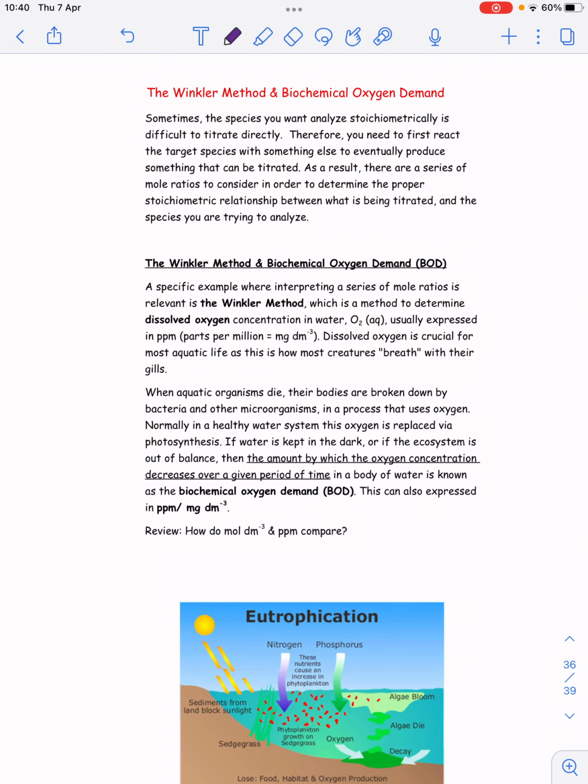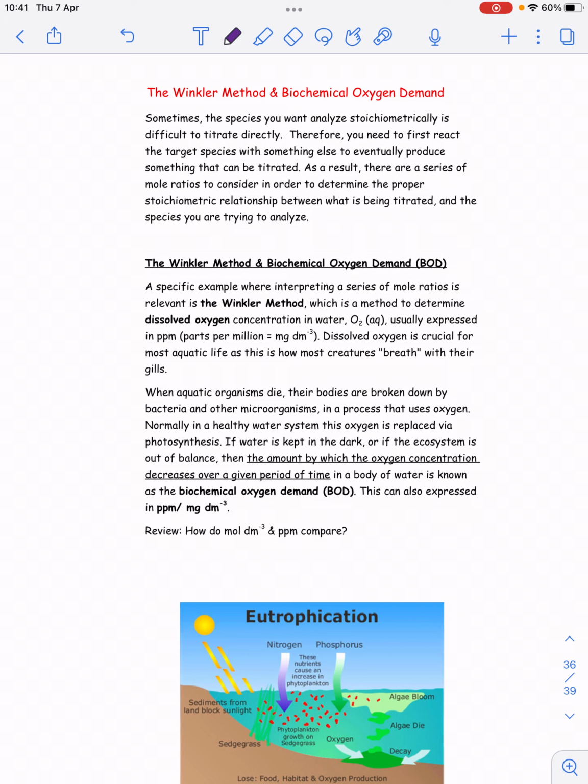The Winkler Method and Biochemical Oxygen Demand. These are a couple of environmental chemistry topics that are actually in the redox part of the chemistry syllabus. They're there because the reactions involved are technically redox reactions, but actually, as it's generally going to be asked about or used on the exam, it's more of a stoichiometry and titration topic. So that's why we're going to cover it now.